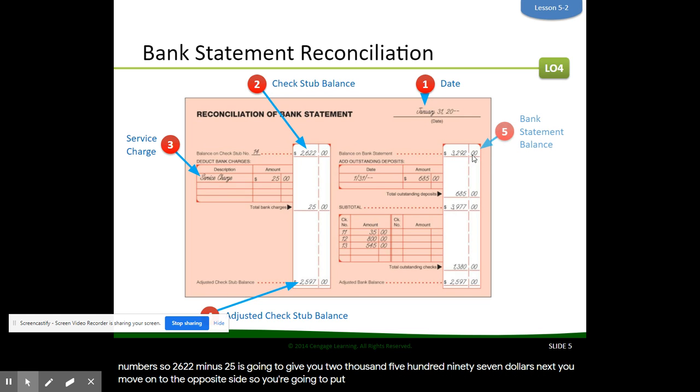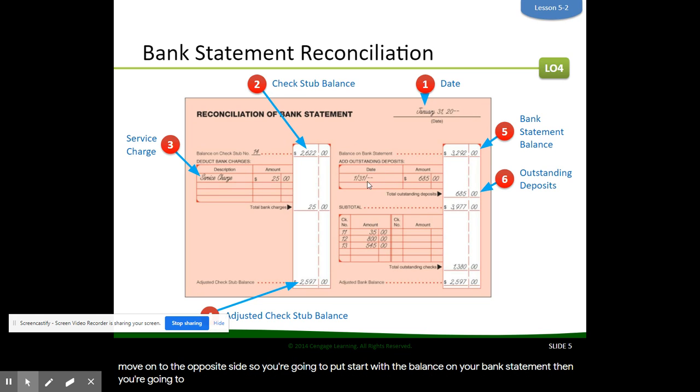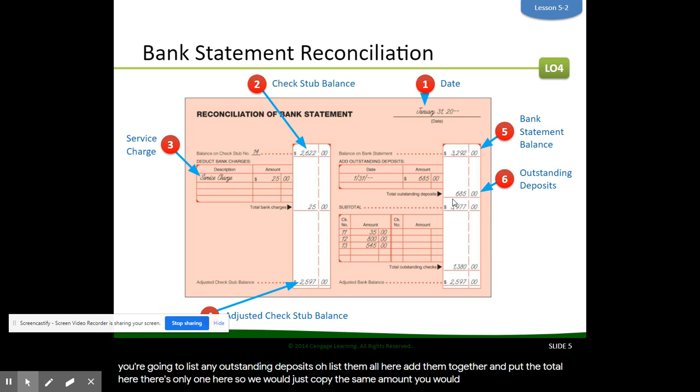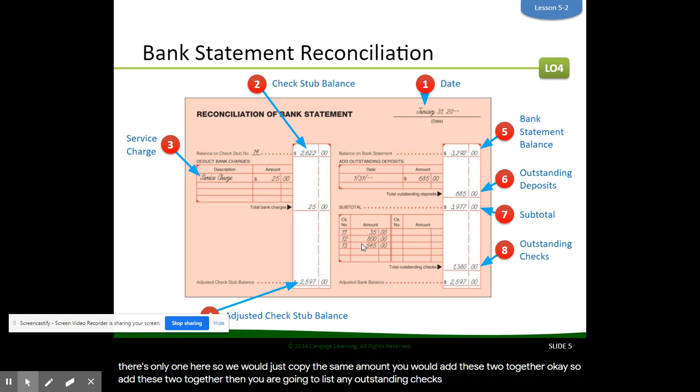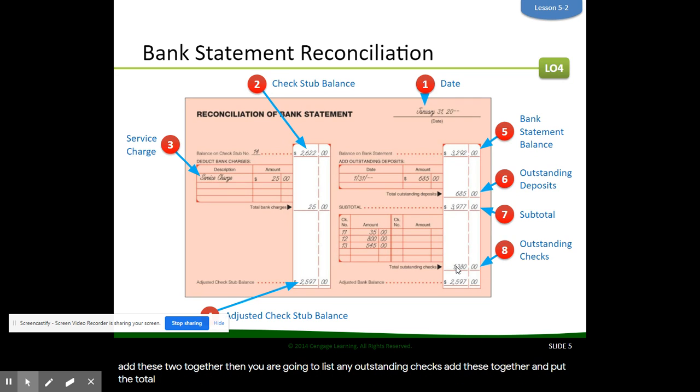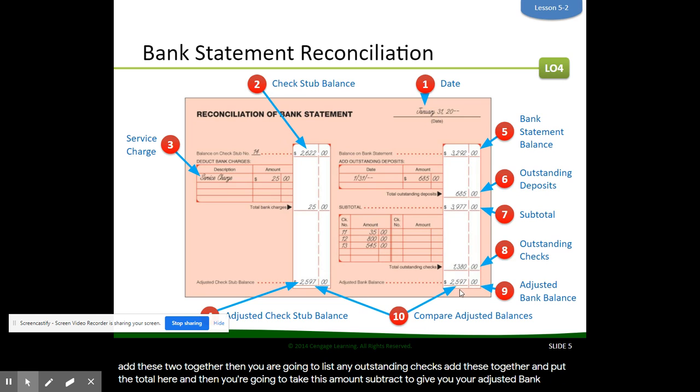Next, you move on to the opposite side. So you're going to start with the balance on your bank statement. Then you're going to list any outstanding deposits. So list them all here, add them together, and put the total here. There's only one here, so we would just copy the same amount. You would add these two together. Then you are going to list any outstanding checks. Add these together and put the total here. And then you're going to take this amount, subtract to give you your adjusted bank balance.